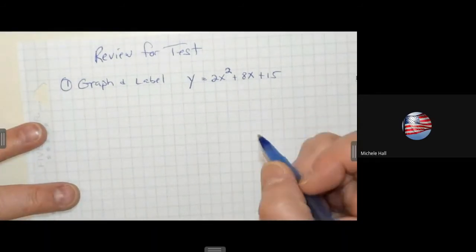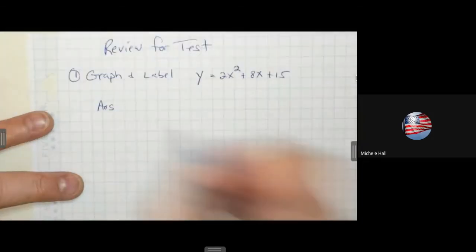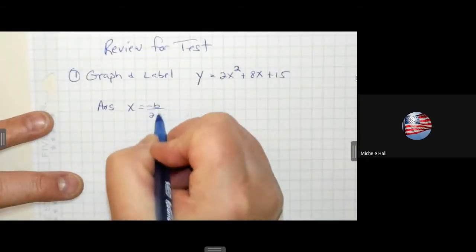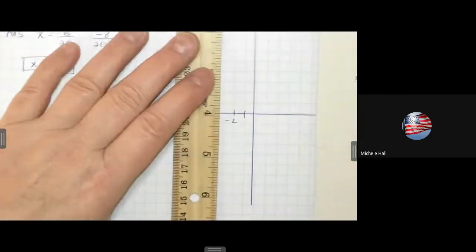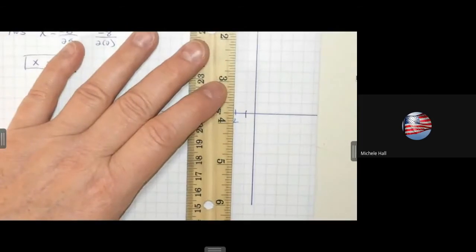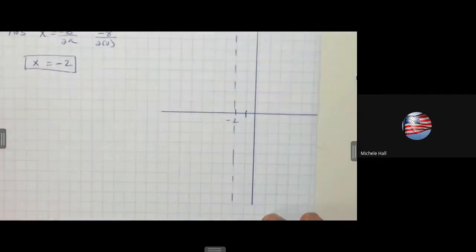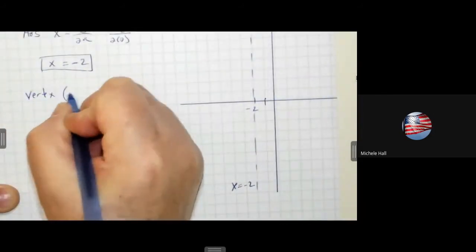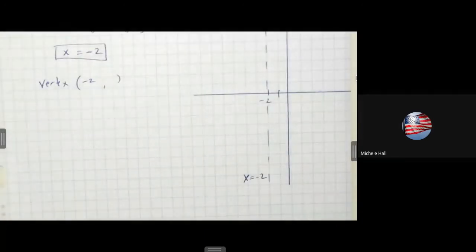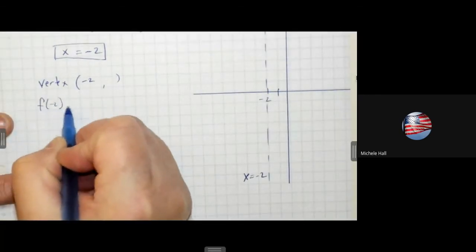All right, so first I'm going to get my data. That would mean I'm going to find my AOS. X equals negative b over 2a. I already know x is negative 2 for that vertex. I just need to find out what the y value is. So I'm going to do f of negative 2 and substitute that into the function.